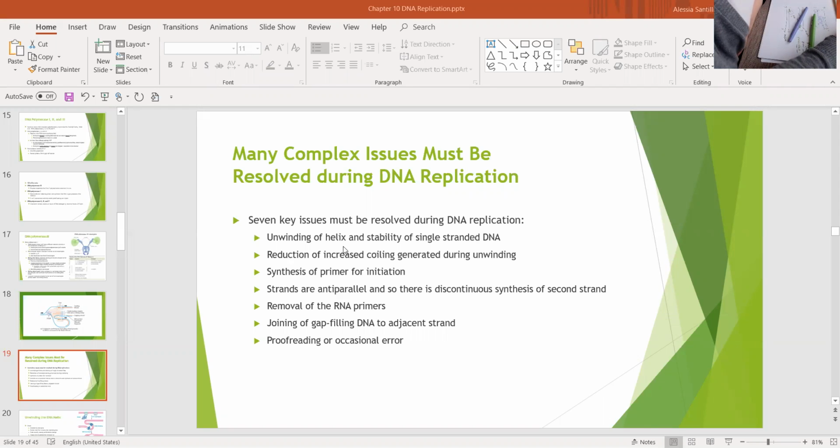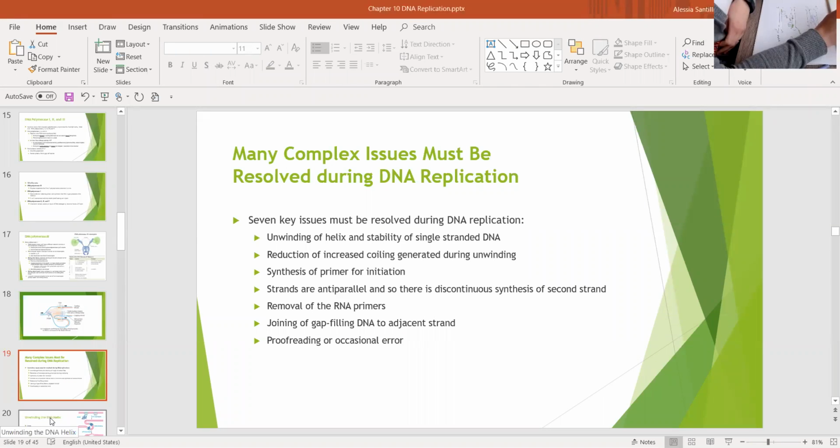First off, we have to resolve the unwinding. There's something known as reduction of increased coiling, synthesis of the primer, a lot of different things that have to be fixed and resolved in order for DNA replication to continue.